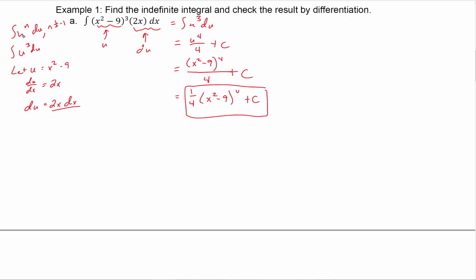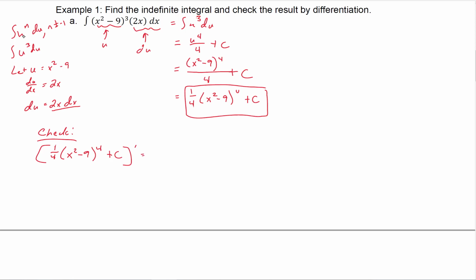So let's check it now. Remember, you should always be checking your problems by taking the derivative. If not, you're going to lose points on the test. So let's find the derivative of the answer that we got: 1/4 times (x squared minus 9) to the fourth power plus c. Let's find that prime.